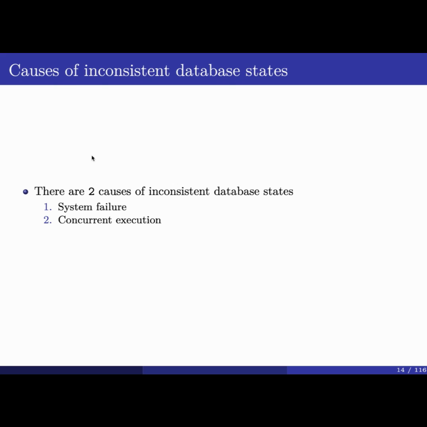So what is going to cause inconsistency in the database state in general? We covered this at the beginning of this lecture, but let's do it using transactions with an example. There are two causes of inconsistency in the database state. One of them might be system failure, and the other might be concurrent execution, which means we have multiple transactions trying to access the same database system.